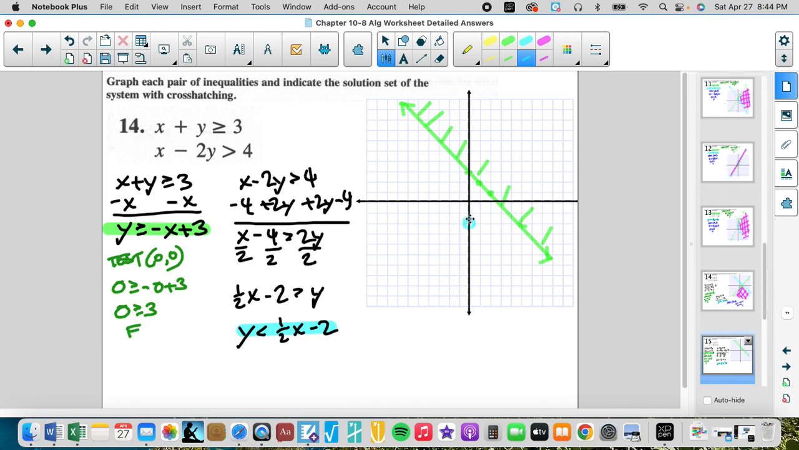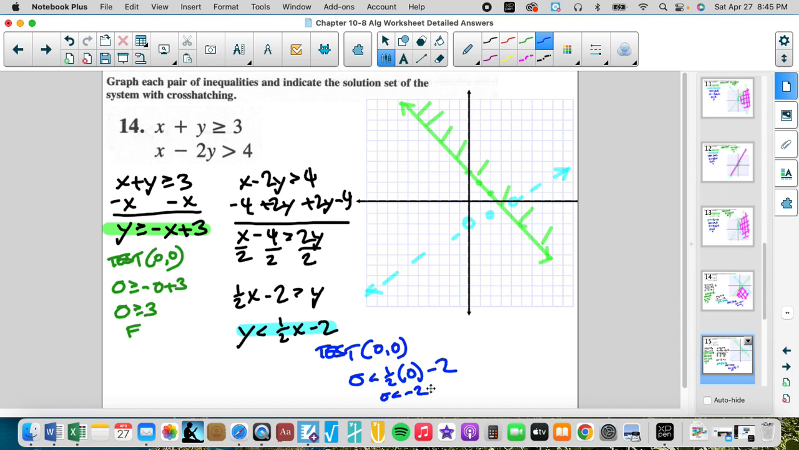-2, but it's open circle. Slope of up 1, right 2, up 1, right 2. Dotted line here. Sorry. Dotted line. Testing. Test 0, 0 is 0 less than 1/2 times 0 minus 2, is 0 less than -2. That's false. So we will shade away from that. Where are they both? Right in this little pocket.